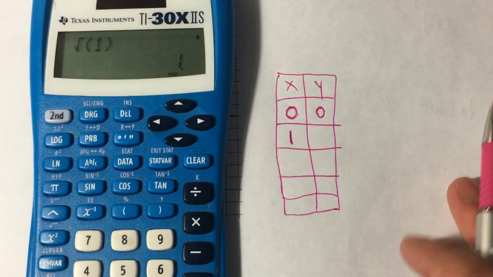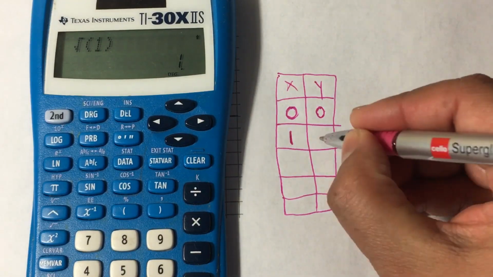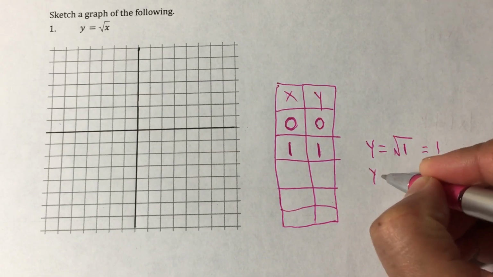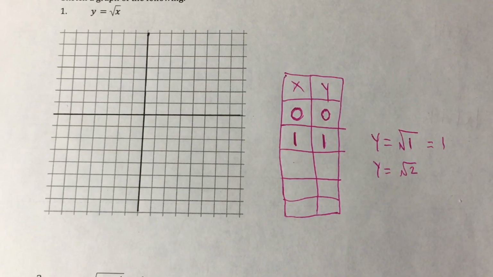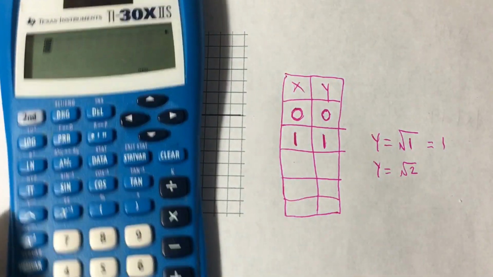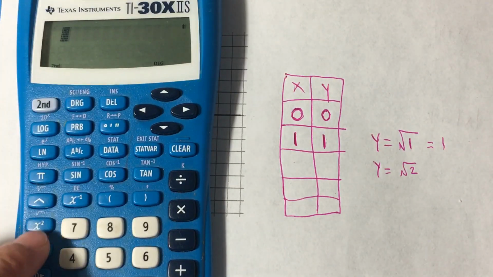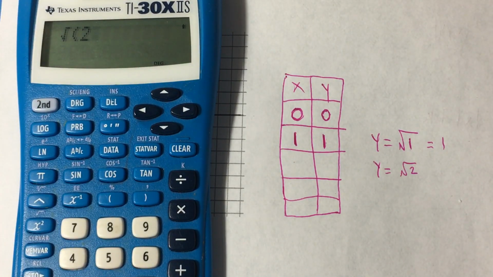And the answer is 1. Now in here, I could use the square root of 2, but I'm not going to do that, and let me show you why. Second function, square root 2. Let me see if I get an answer without closing the parentheses. Yes, I do. It gives 1.41, and we don't want decimal points for these graphs.